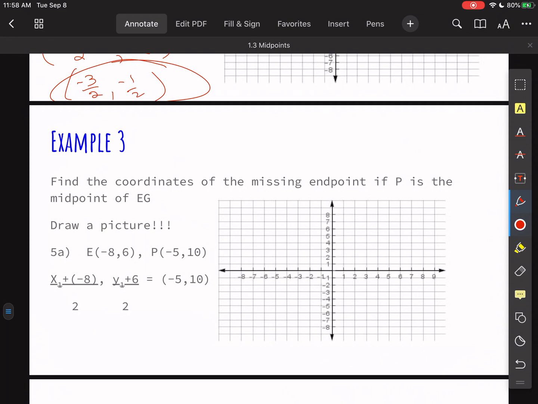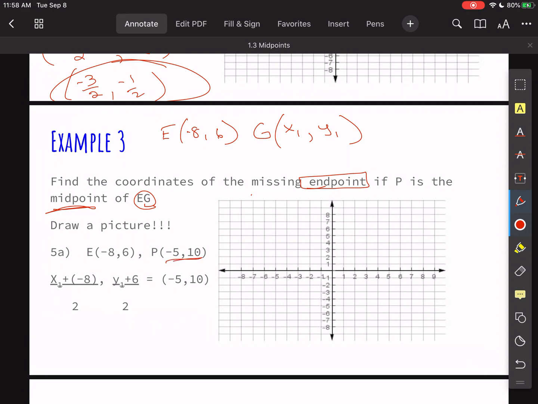Example 3 is a little more involved. For example 3, we're trying to find the missing endpoint, and they give us the midpoint. For this one, we know that the endpoints are E, which is negative 8, 6, and then G is our other endpoint, but they don't give it to us. So I'm going to call it x1, comma, y1. Okay, and then I know the midpoint is negative 5, 10.